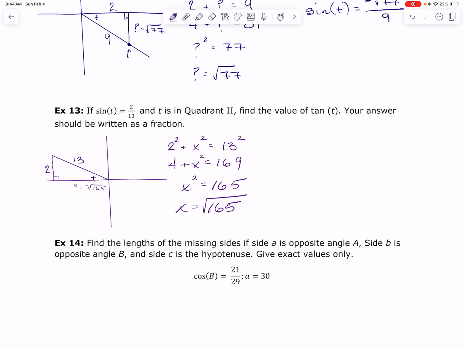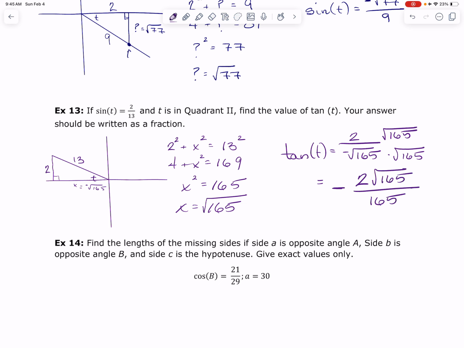Again, we are going to the left, so my cosine's got to be negative. So then my tangent of t is opposite over adjacent. Again, not going to leave that radical in the denominator. And I'm also not going to leave my negative in the denominator. I'm just going to pull it out front. Negative 2 square roots of 165 over 165.